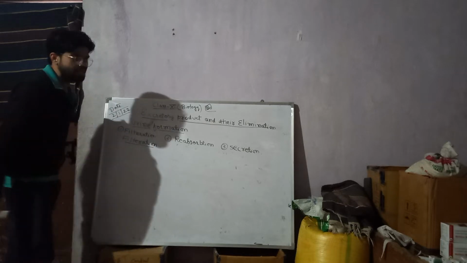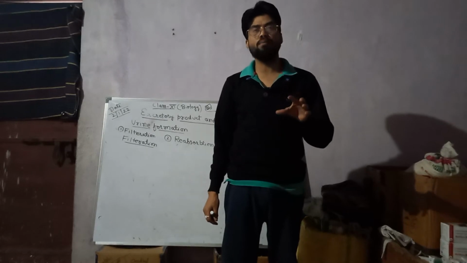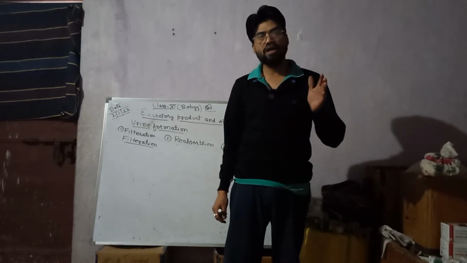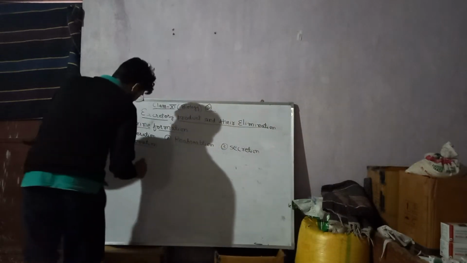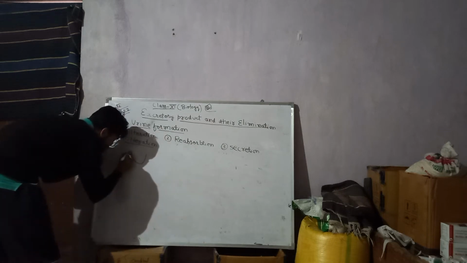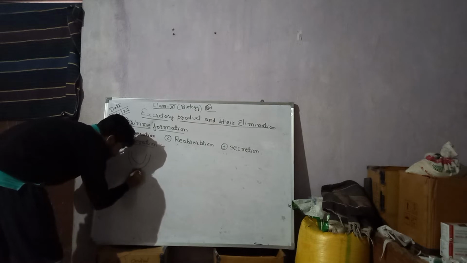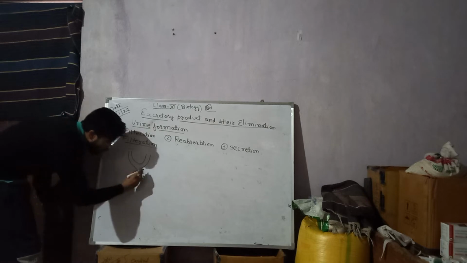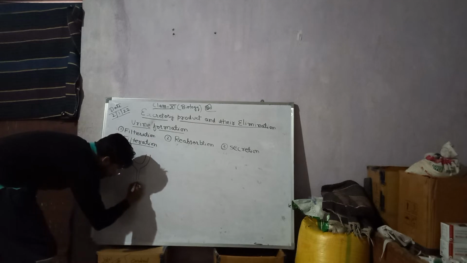And for discussing this filtration, I am making the structure of the Bowman's capsule of the nephron, where there is the glomerulus. So first I am making the structure. Here you observe that this one is the cup-shaped structure of the nephron, which is known as Bowman's capsule.